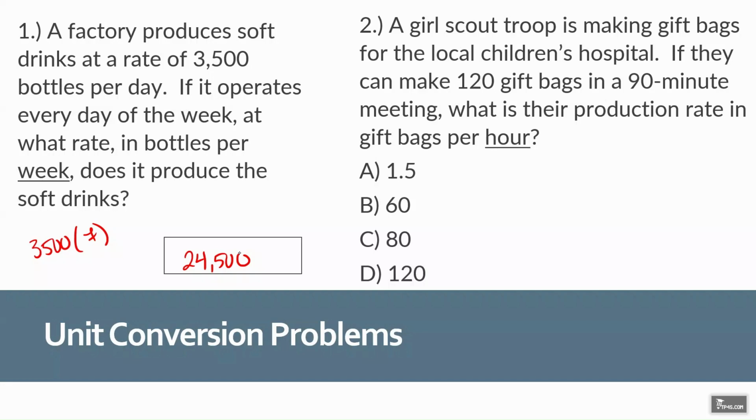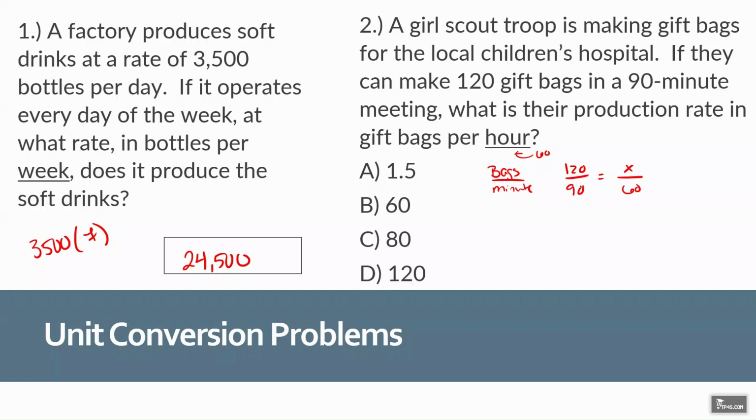All right, for the Girl Scouts, they are making baskets, gift bags for the kids in the hospital. They can make 120 bags in a 90-minute meeting. What is their production of gift bags per hour? I'm going to make a proportion for this. Let me do bags per minute. I know 120 bags can be done in 90 minutes. And I'm not going to put 1 for hours. I'm going to put 60 to keep it all in the same units as minutes. So let's put an X there.